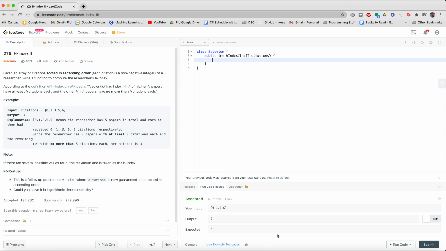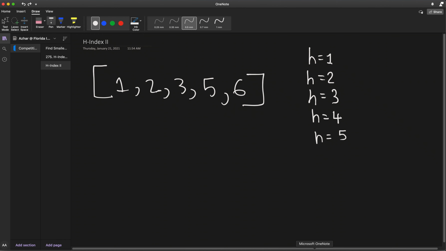They have at least h citations, and the other n minus h papers have no more than h citations each. So what does this exactly mean? It took me a while to understand it, but I think it's best to show it on a whiteboard here. So here we have the example, and we have different values of what h could be: h equals 1, 2, 3, 4, 5. But the values of h don't exactly equal the values in the array, because remember, h is dependent on the indices of the array.